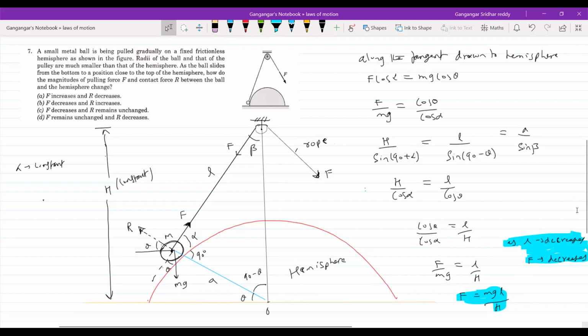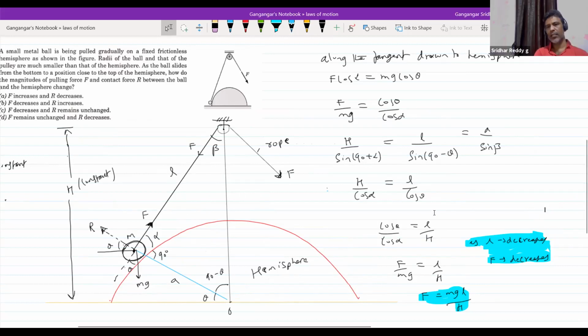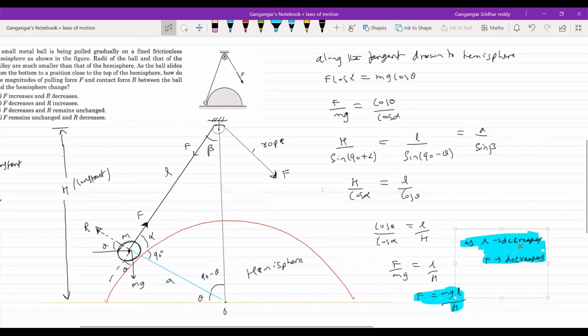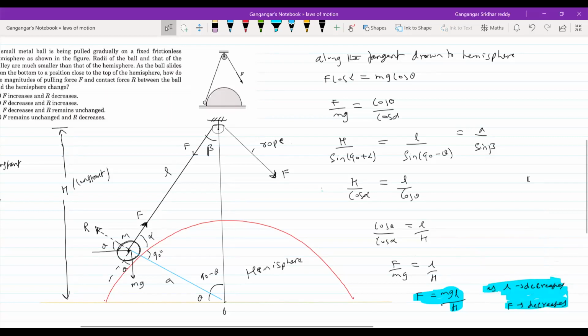Sir, it should be minus cos alpha, right? H by minus cos alpha. Which one? The fourth step from the top. This one, huh? Yes, sir. Sine of 90 plus alpha. Sorry, sir. Okay, got the idea, no?